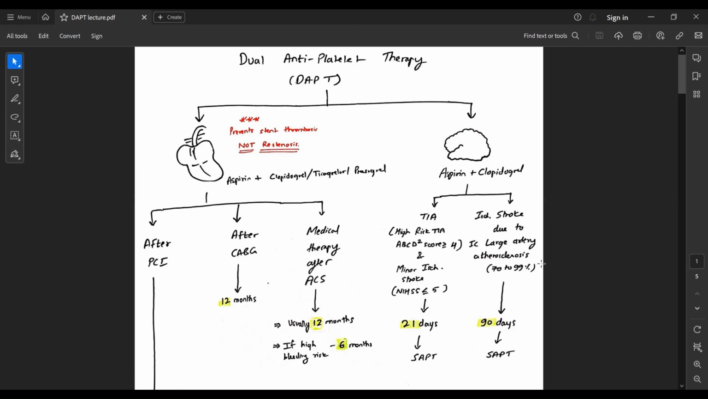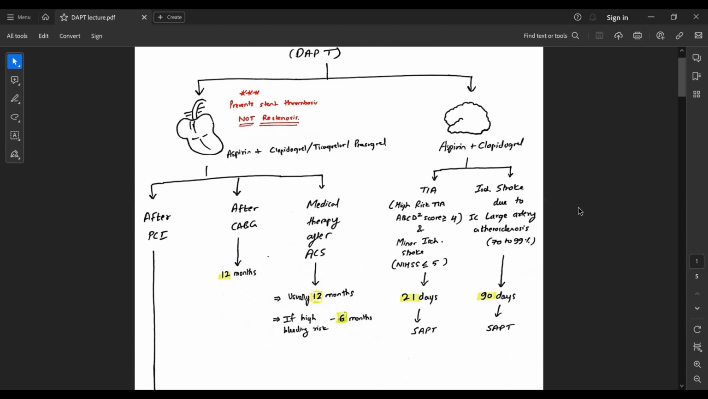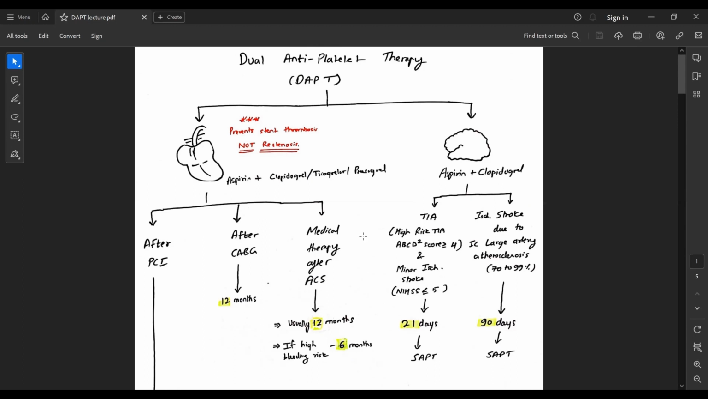So today's lecture is on the overview of management of dual antiplatelet therapy and anticoagulation. I'll be briefly going over a few tips and important points about using these medications, and the detailed discussion about each topic is what I'll be doing in future. Now, today's lecture is on dual antiplatelet therapy. Dual antiplatelet therapy you'll commonly come across in two settings.